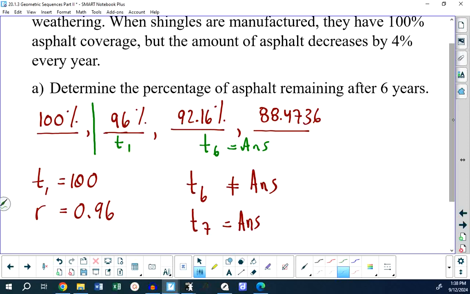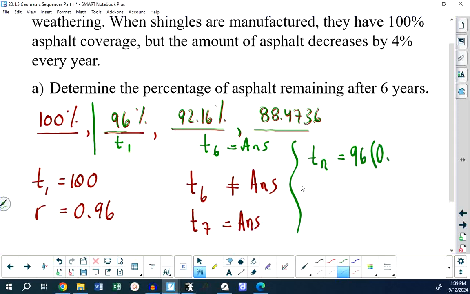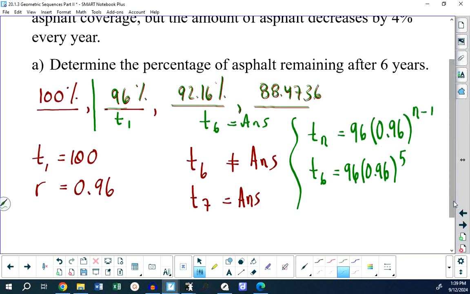To me, it's easier to just say, why don't we use the green stuff? You catch my drift here, what I'm trying to tell you? Okay. So feel free to use the brown sequence if you like. I'm going to use the green, where Tn is the first term times the common ratio raised to the n minus 1. To find the amount remaining after 6 years, you just put in 6. T6 is 100 times 0.96 to the 5, right? Do we really need to write 6 minus 1? I don't think so.